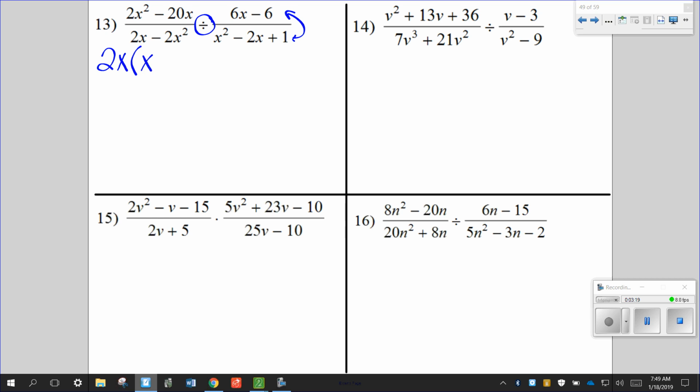So 2x times x, that's 2x squared, minus 10 gets you the numerator. If we distributed the 2x back out to the x, we'd get 2x squared. 2x times negative 10 is the negative 20x. That is divided by something that also has a greatest common factor of 2 and an x. And in the parentheses here we have a 1 minus x. I already see some wonderful things. 2x divided by 2x is 1.